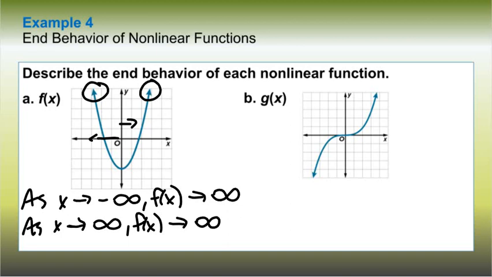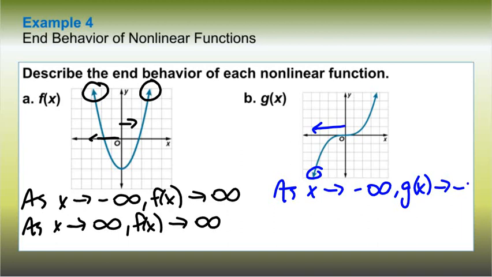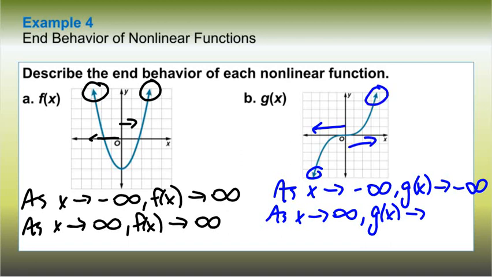Next one here, as x approaches negative infinity, when I go to the left here, g of x goes downward, negative infinity. And as x increases, or approaches positive infinity, g of x goes upwards. When I go to the right, it goes upward, positive infinity.